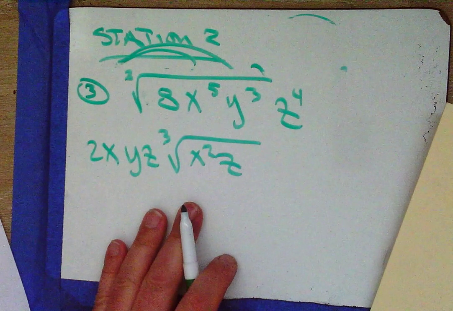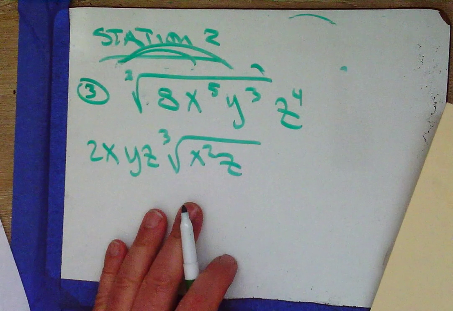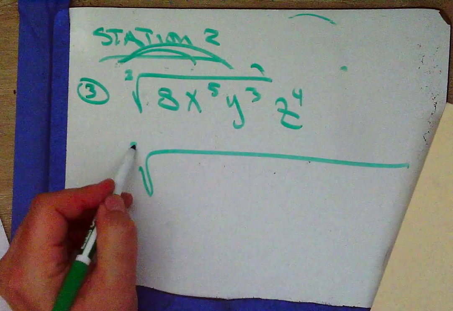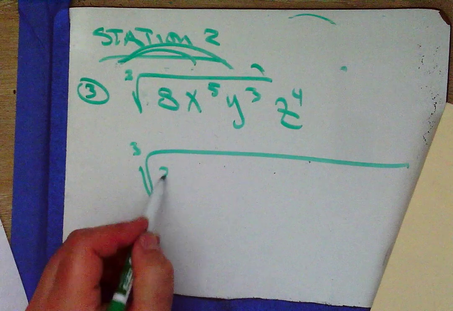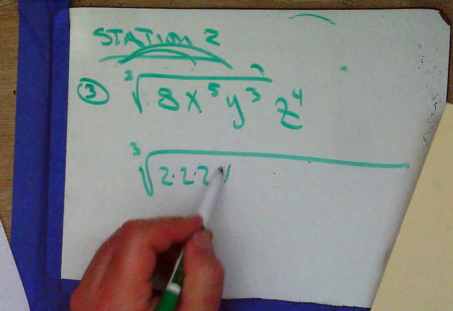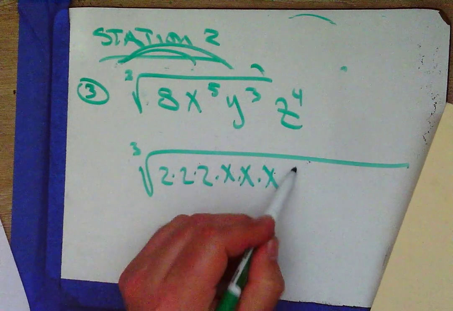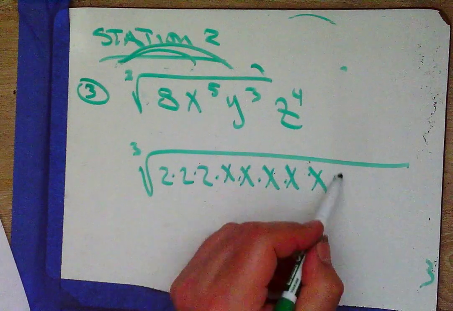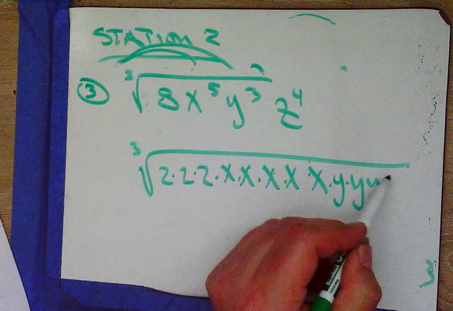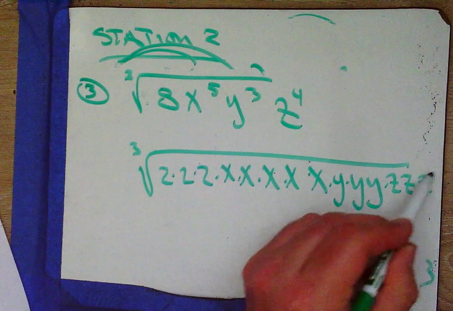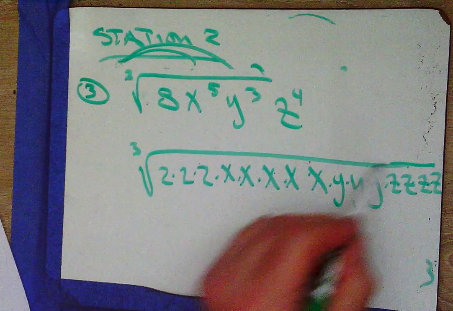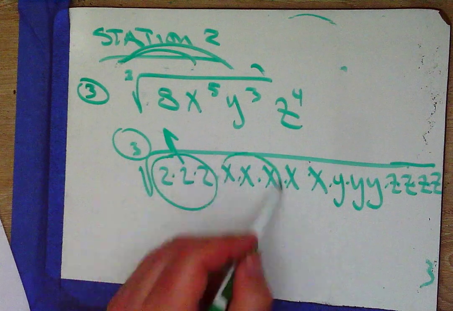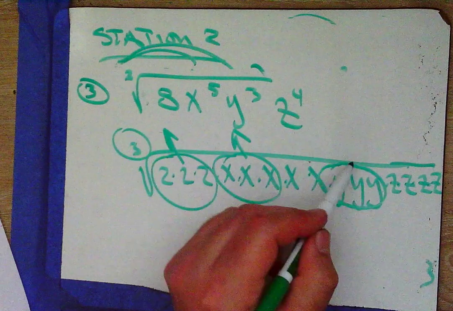So let me show you, if you're in that latter category, how you might want to do this problem. You've got a cube root. 8 is 2 times 2 times 2, times x to the fifth, times y to the third, times z to the fourth. And I know because this is a cube root, I can take out 1 from each group of 3 that I have.